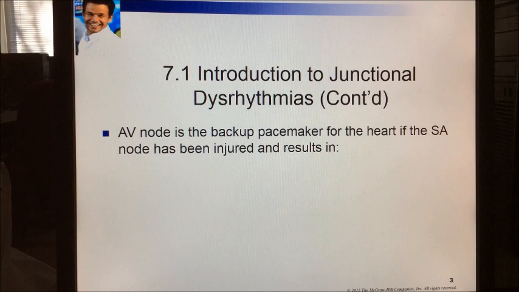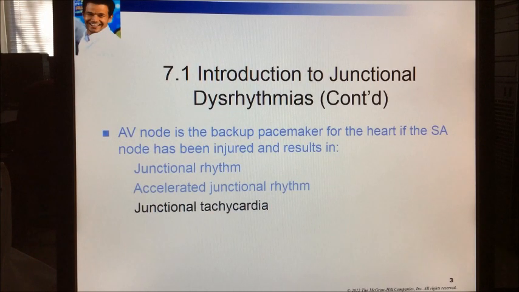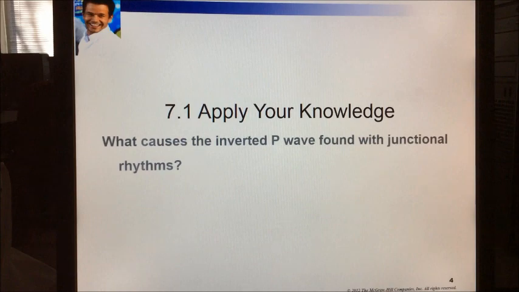So with the SA node being the main pacemaker of the heart, the AV node is the backup pacemaker of the heart. And when it becomes the backup pacemaker and it's actually the one initiating the electrical impulses, we have dysrhythmias known as junctional rhythm, accelerated junctional rhythm, or junctional tachycardia. We're going to talk about all those.